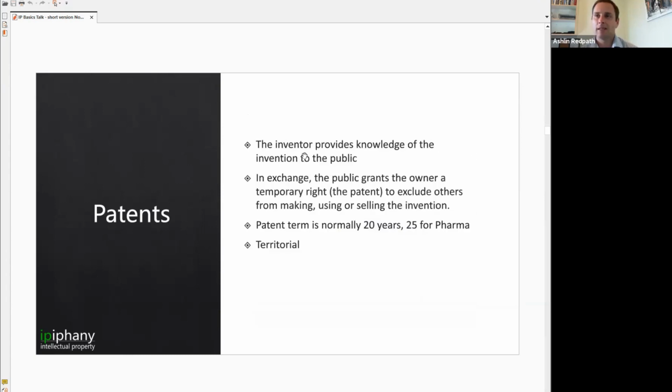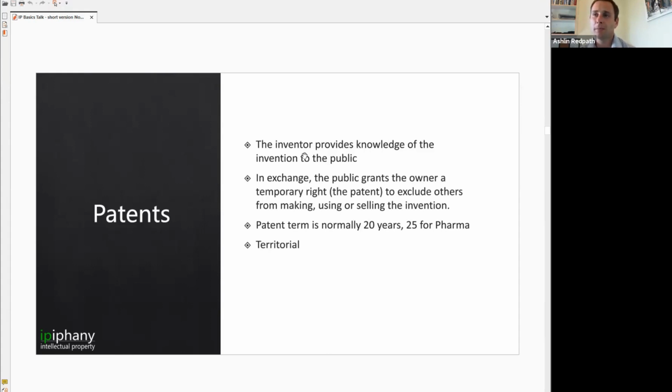The idea with a patent is that it is an exchange between the public and the inventor. The inventor gives their knowledge to the public, and in exchange, the public gives the inventor that 20-year monopoly on the right to stop others from making, using, or selling it. So part of the patent application process is to describe the invention in detail so that the public can reproduce the invention by reading that document.